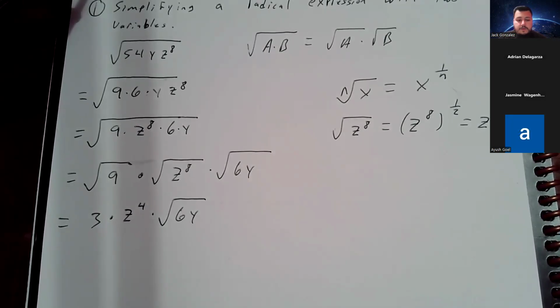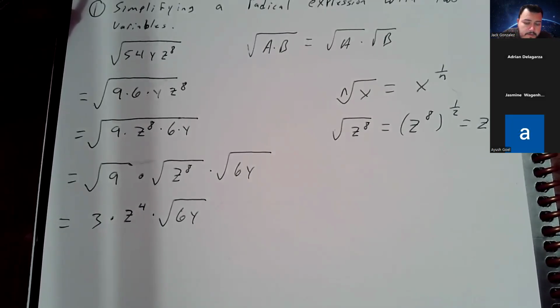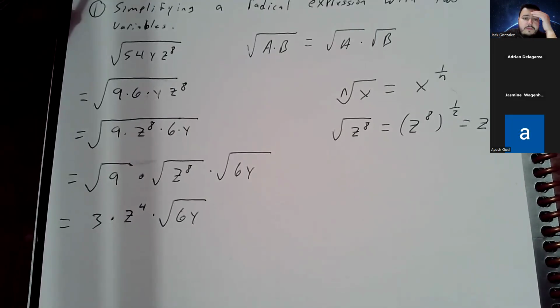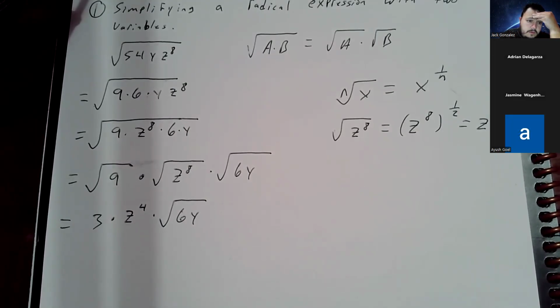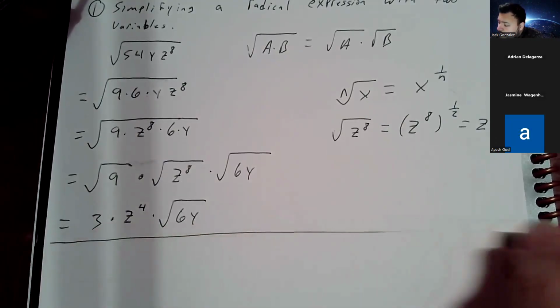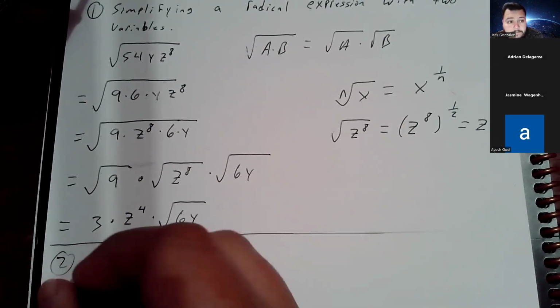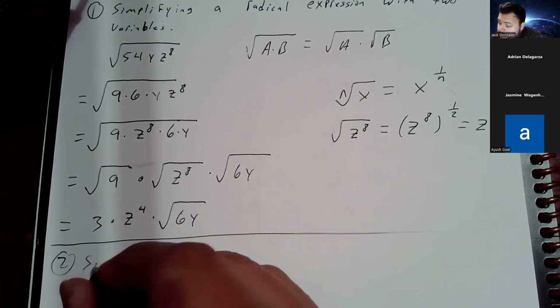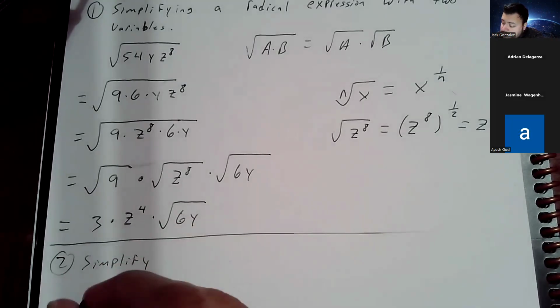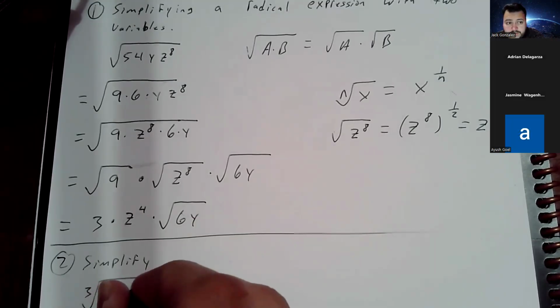Moving on then. Number 2, let's see if it's the same thing. Yeah, this is pretty much the same, although it's a cube. So let's go ahead and do it real quick. It's the same instruction as the first one. It's just that it's a cube root. And we're going to use the same properties.